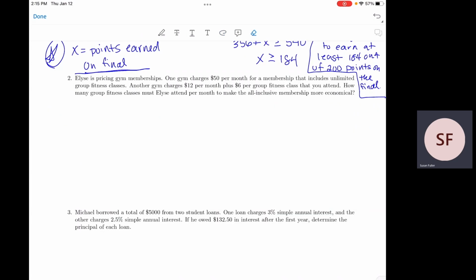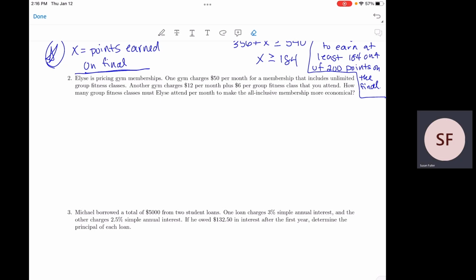Okay, so let's start the second one. Elise is pricing gym memberships. One gym charges $50 per month for a membership that includes unlimited group fitness classes. Another gym charges $12 per month plus $6 per group fitness class that you attend. How many group fitness classes must Elise attend per month to make the all-inclusive membership more economical?